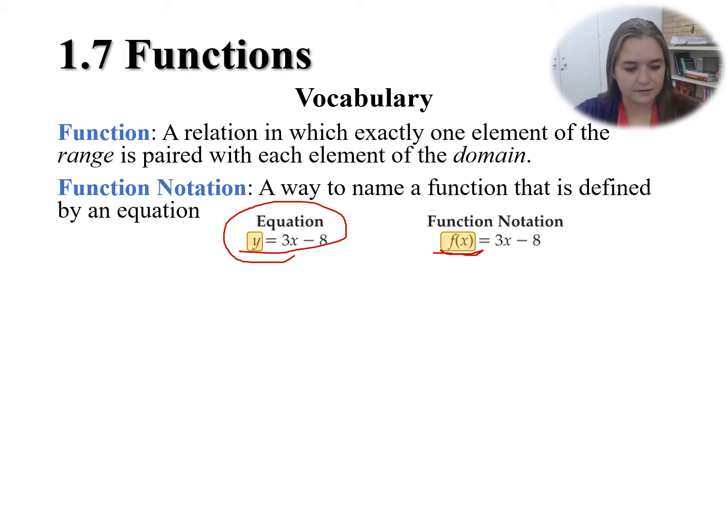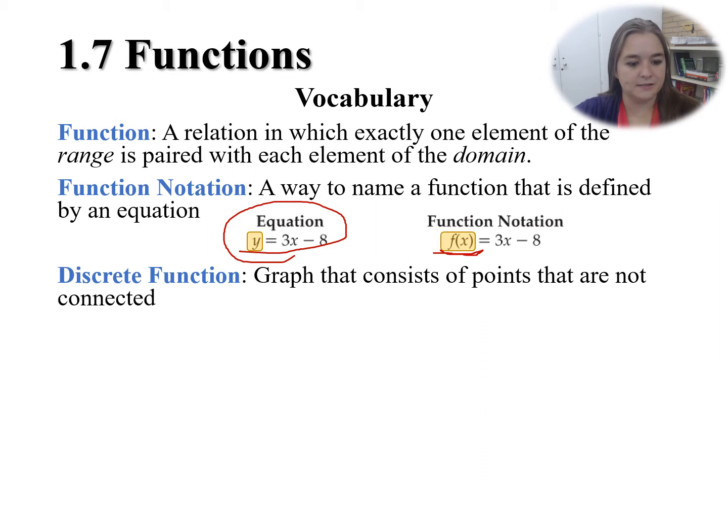Let's keep going here. Next vocab term is discrete function. A discrete function is a graph that consists of points that are not connected. So this is especially important when we're talking about real-world situations. There are some situations, relations that we can model with a graph where it would not make sense to connect the points. An example would be if you get an allowance and each month you get $20 into your account, and let's pretend that you never spend any money. So on the first of the month, you get $20, and then the next month, you'll have $40.